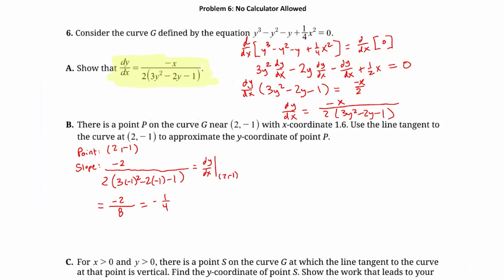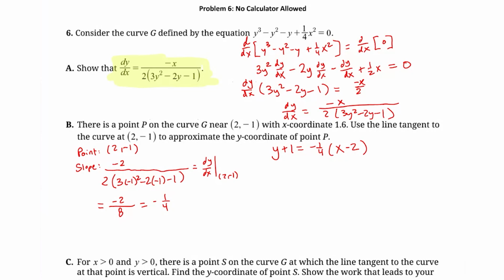So that's going to be the slope we use in that point-slope form equation for our tangent line approximation. So let's write it out. Y minus y1. 1 minus negative 1 would be y plus 1 equals negative 1/4 times x minus 2. Okay, so that is our tangent line at 2, negative 1.